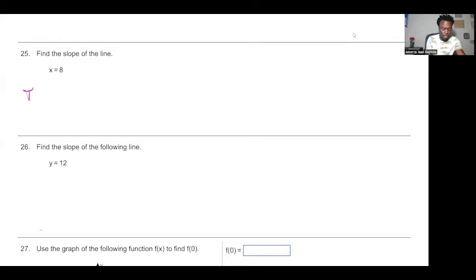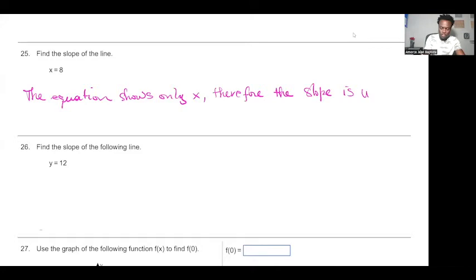The equation shows only x, therefore the slope is undefined.